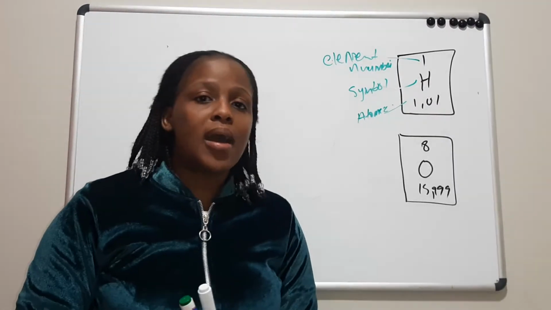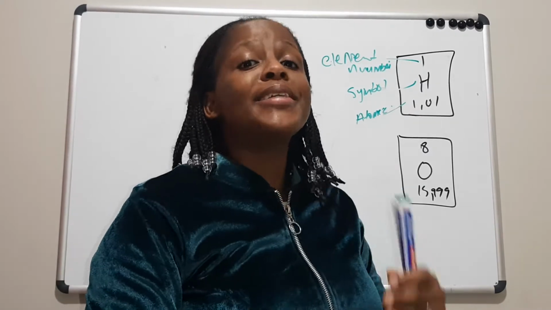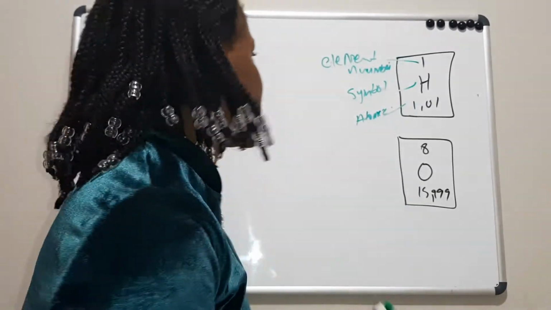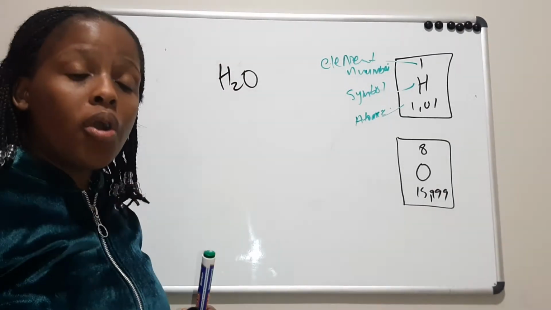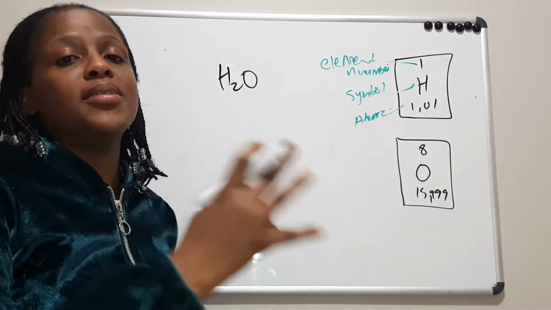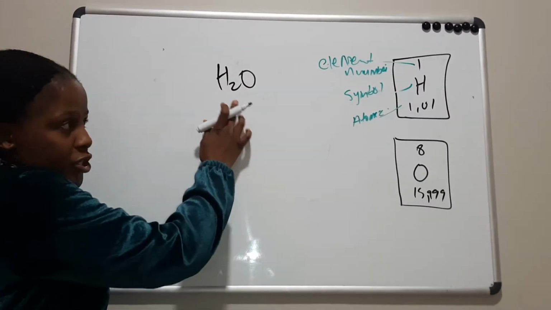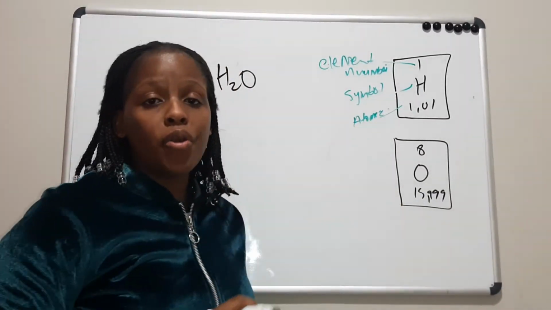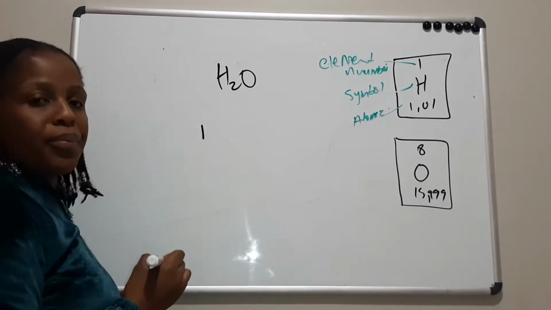So let's do an example. We'll take water as a molecule, which is H2O, and calculate its molecular weight so that you can see how to go about doing this. Like I said, molecular weight is the sum, so we'll be adding. Hydrogen's atomic mass is 1,01. You can round it off to the whole number, which is 1.